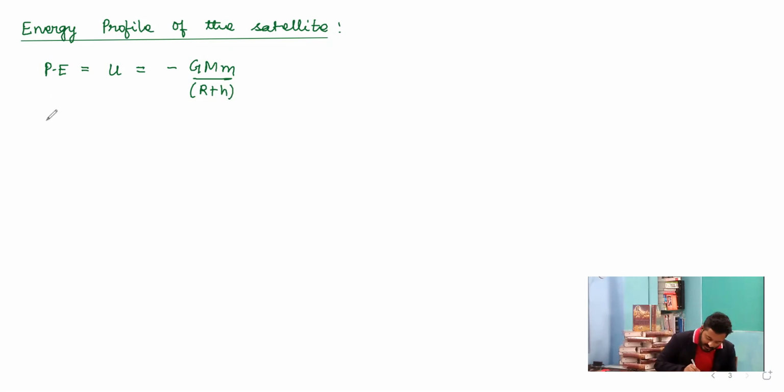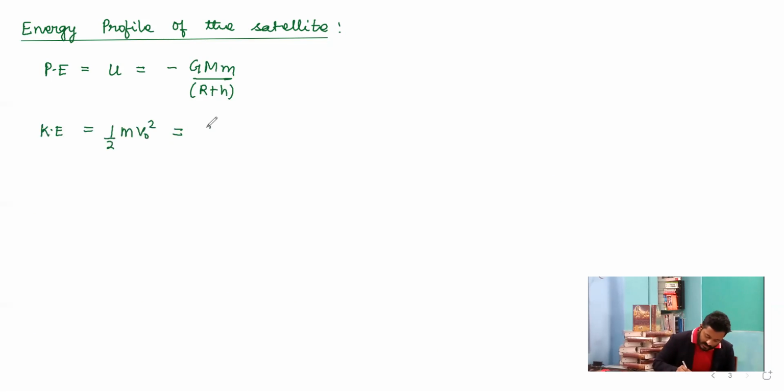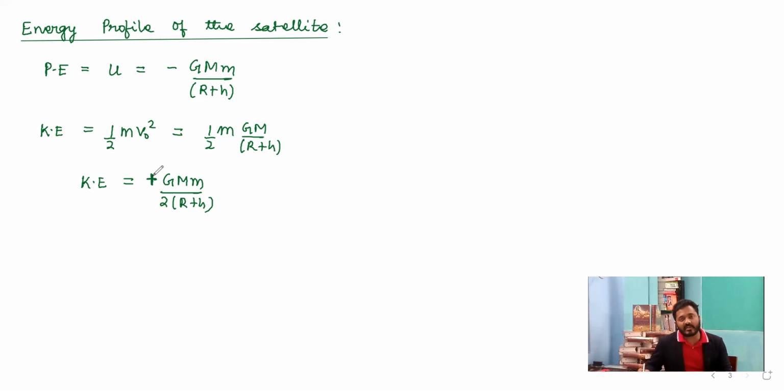The next thing that we write is the kinetic energy of the satellite, which is half m v naught square. v naught square will become GM by small r, so it can be written as half of small m G capital M by small r, which is R plus h. Clearly the kinetic energy turns out to be G capital M small m upon twice of (R plus h), and it is a positive value. It is the negative of twice the potential energy value.